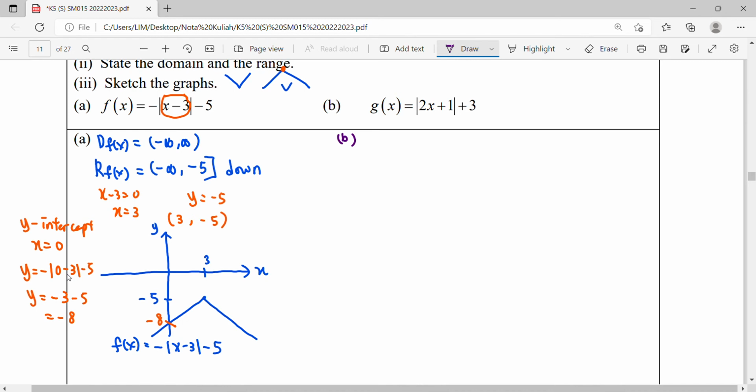Alright, so we go for question B. What is your domain for this modulus function? Is it a special case? The function doesn't have any restriction, so it is generally negative infinity to infinity. So what is your range? The range of g(x). Cover this modulus part, it is positive infinity, so 3 will be the minimum value. The absolute function just has two shapes, V up or V down. So this one is up or down? 3 to infinity will be V up, like this.